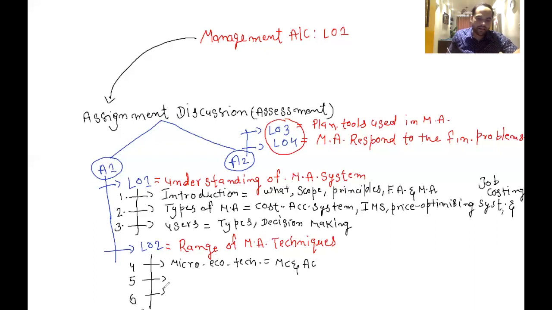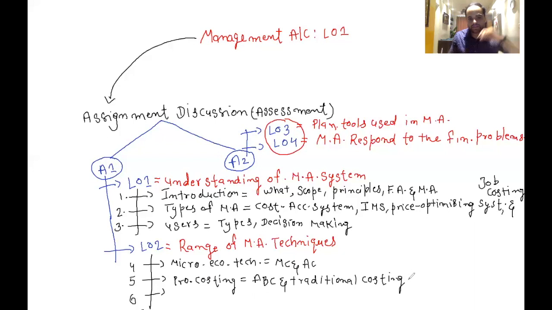Then the second session for your learning outcome 2 is about product costing. In product costing, you're going to learn 2 methods. The first one is ABC, activity-based costing, and the second method is traditional costing, right? So this is the second lecture for your learning outcome 2.